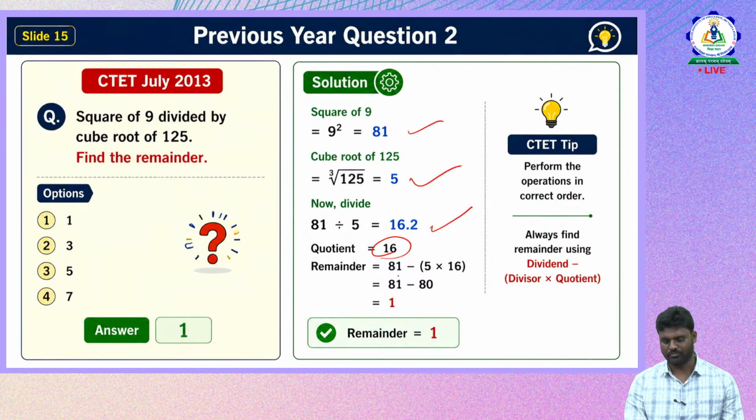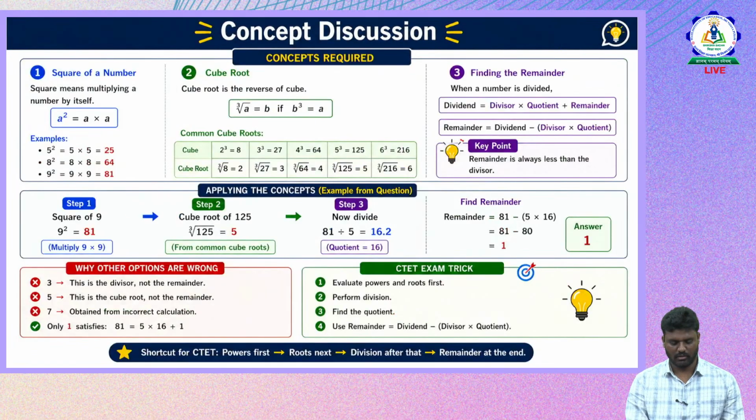So what is the dividend here? 81, minus 5 into 16, where 5 is the divisor and 16 is the quotient. Now when you do the calculation and simplification, you will get 1. So what is the remainder here? We got 1. So this is the concept which is involved in that.